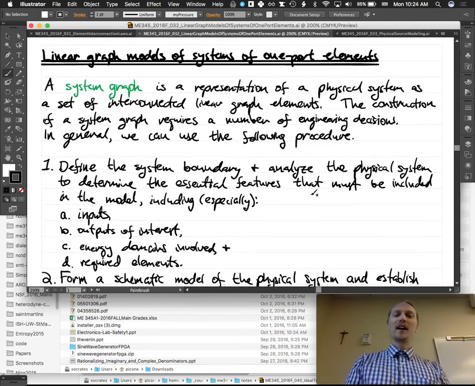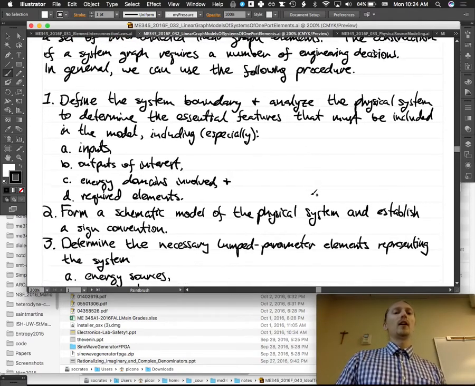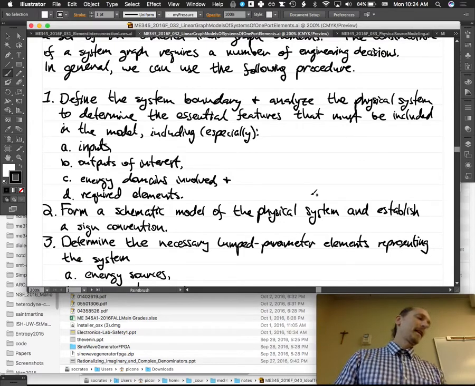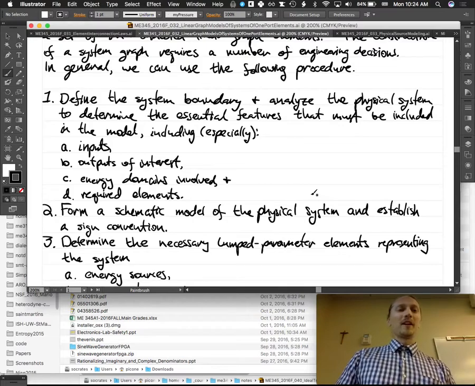Okay, a system graph is a representation of a physical system as a set of interconnected linear graph elements. The construction of a system graph requires a number of engineering decisions. In general, we can use the following procedure. So there's a list that I did not make you guys write out because it was a lot, and I didn't want to write it out in class.